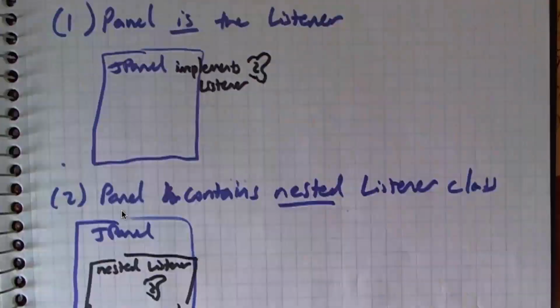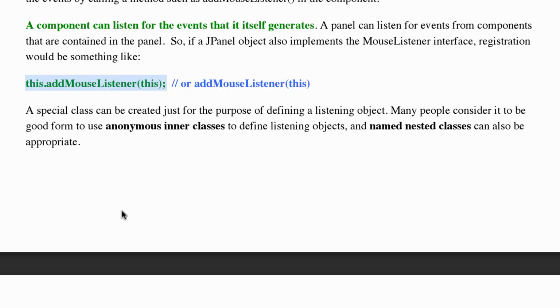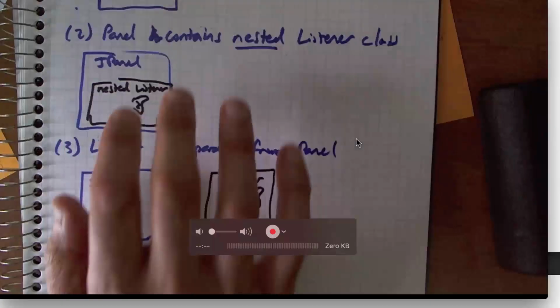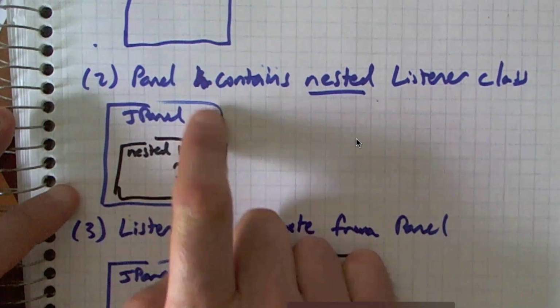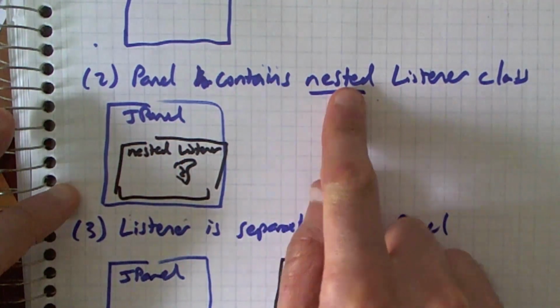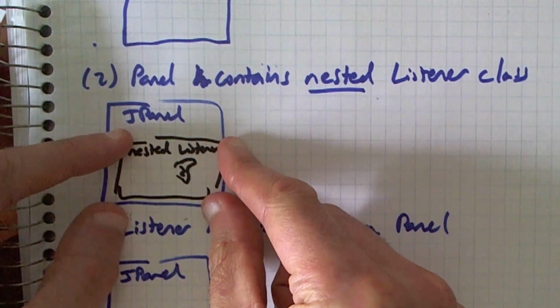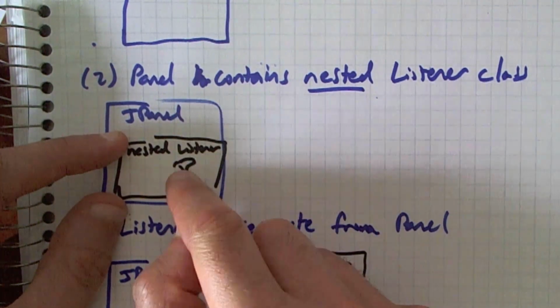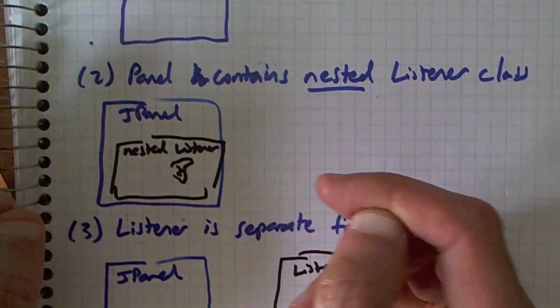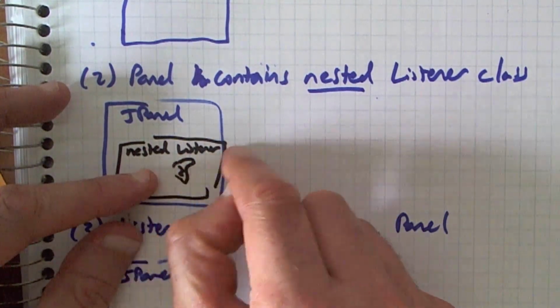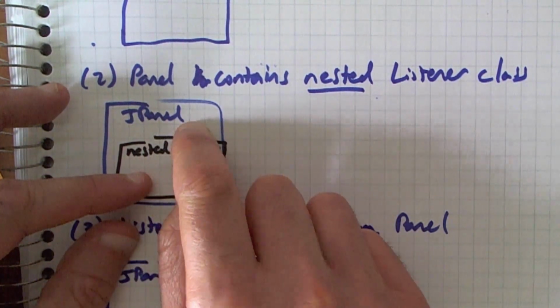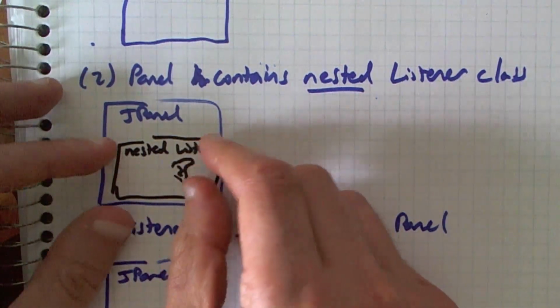The book also sometimes likes to have the panel have a nested listener class. So it's going to have a separate class, but it's going to nest it inside. And so that keeps things a little bit more separated, but because it's nested, it has access to all of the variables here, so it kind of mixes things a little bit.